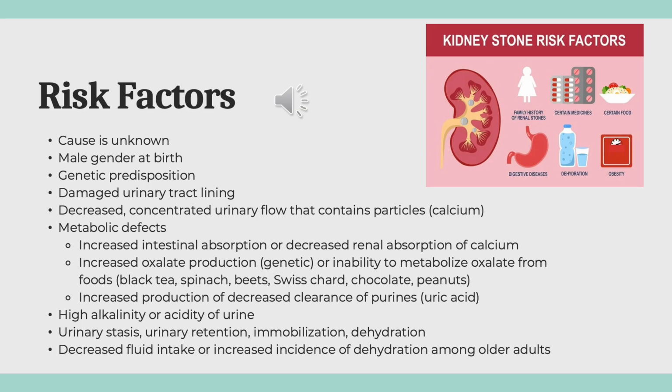Also, a damaged urinary tract lining and a decreased or a highly concentrated urinary flow containing particles like calcium also increase the likelihood of stone formation. Metabolic defects are another major contributor, so these include increased intestinal absorption or a decreased renal absorption of calcium, increased production of oxalate, which is due to genetic factors, or the inability to metabolize oxalate from foods like black tea, spinach, beets, and chocolate. Elevated levels of purines, which are seen in uric acid stones, are also a risk factor.